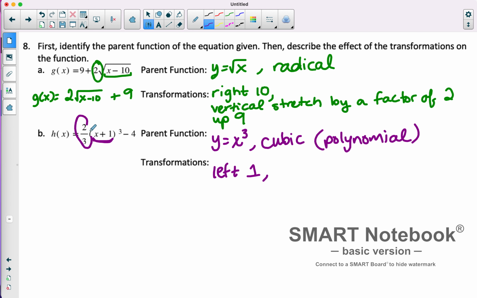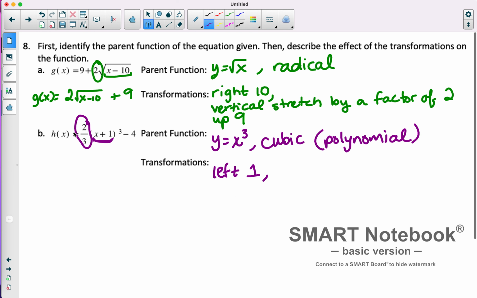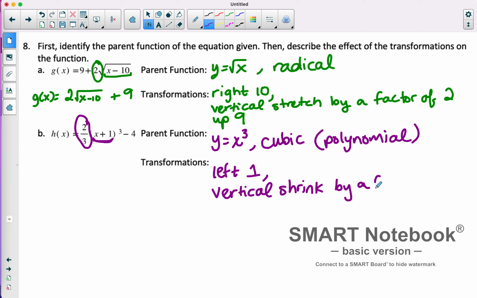Then we're multiplying by 2/3. So just like what we saw, there's 2/3 times the function. So in that case, it's a vertical shrink by a factor of 2/3. Then lastly, we have this minus 4, so we go down 4. That's outside the function, which moves it down.